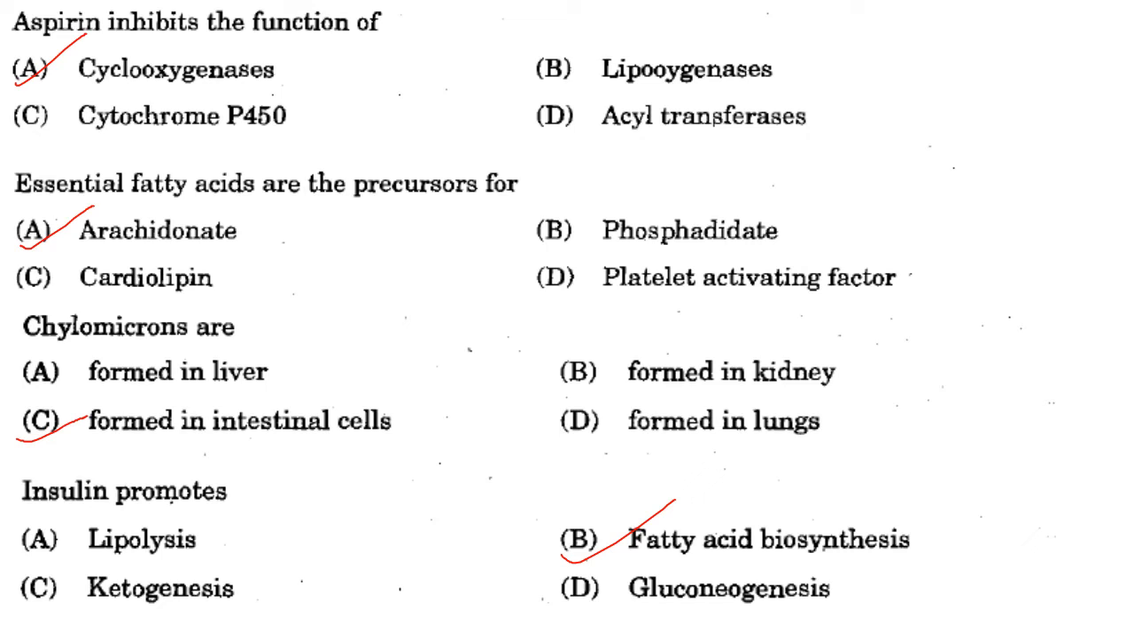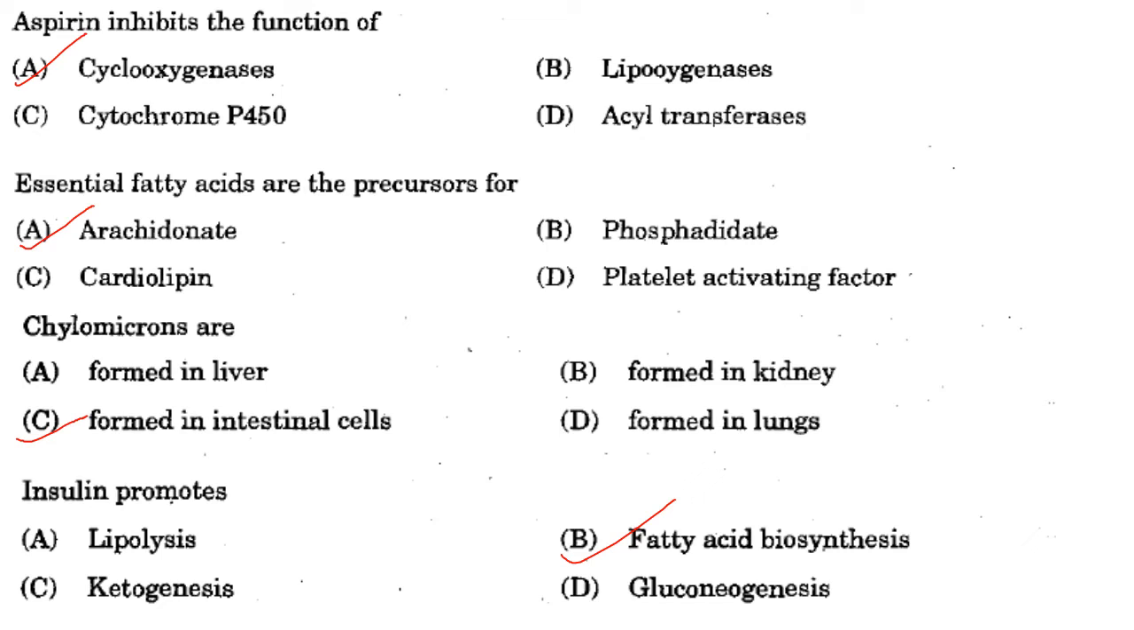Then essential fatty acids are precursors of. Now arachidonic acid is synthesized from alpha-linolenic acid, that is an essential fatty acid, by the enzyme delta-6 desaturase. So essential fatty acids are precursors of arachidonate. Answer is option A. Then chylomicrons are formed in the endoplasmic reticulum in the absorptive cells, that is enterocytes of the small intestine. So answer is option C, formed in intestinal cells.